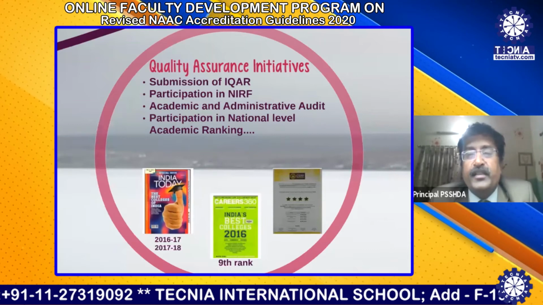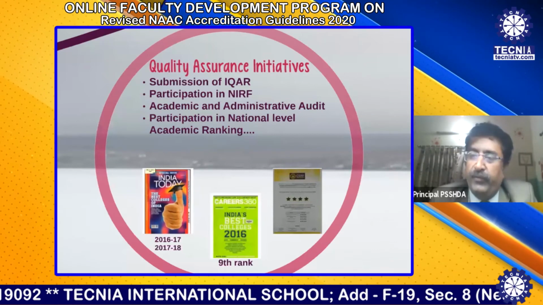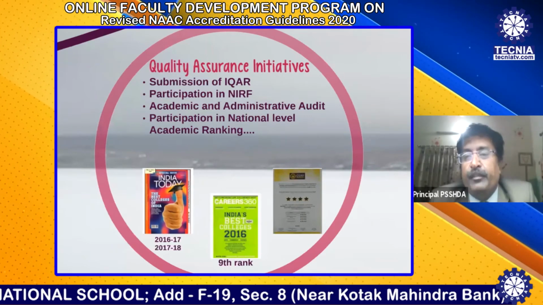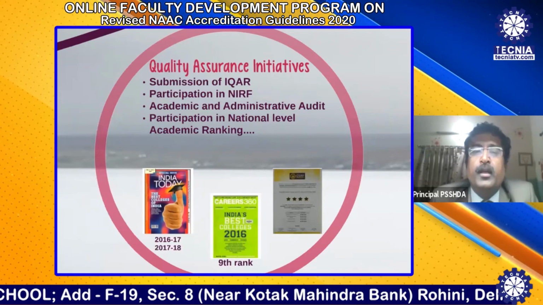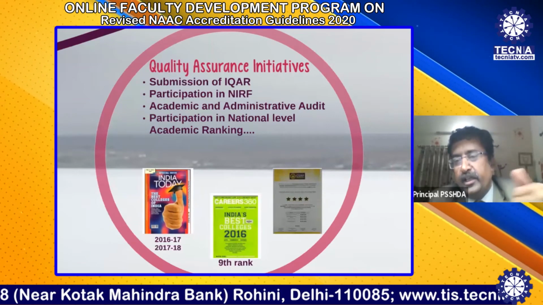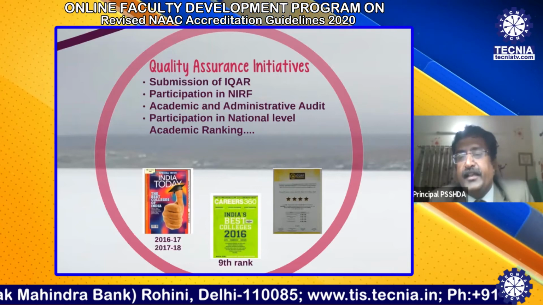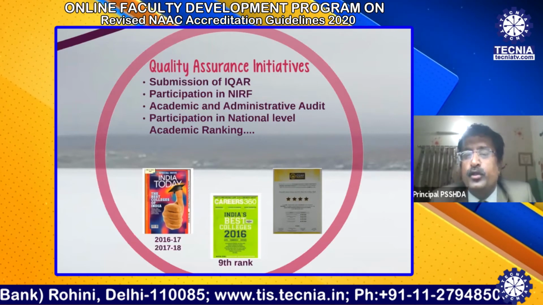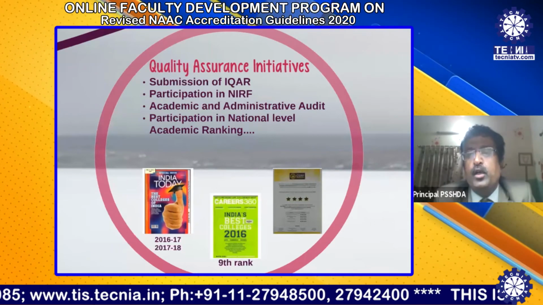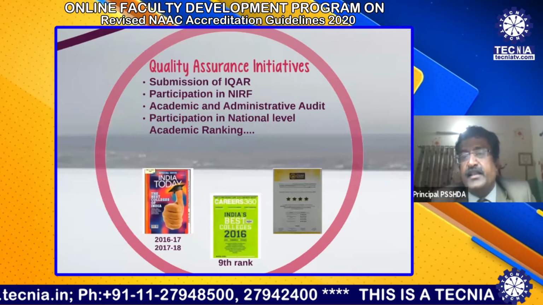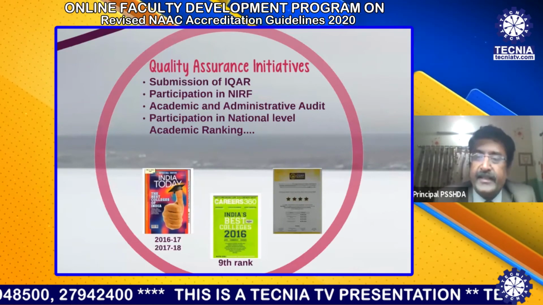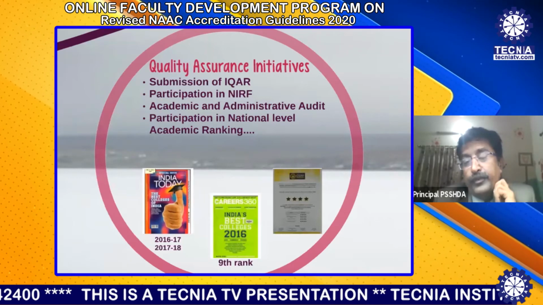Submit your AQAR regularly, every June or July or August, whatever time you have decided, and submit regularly every year. Participation in NIRF, or if you have a state ranking, like GSIRF in Gujarat, for academic and administrative audit, whether you are doing it or not for your institutes. Participation in national level academic rankings, like India Today ranking, Outlook ranking, Career 360 ranking. This is a certificate of Gujarat State Institute ranking. These are the reports of academic and administrative audit of the institute by external agencies other than NAAC. So you must have some academic or administrative audit other than NAAC, and a report from that agency also.